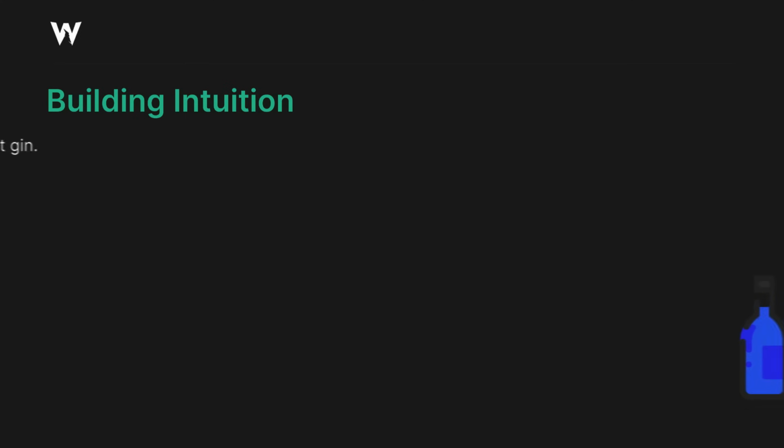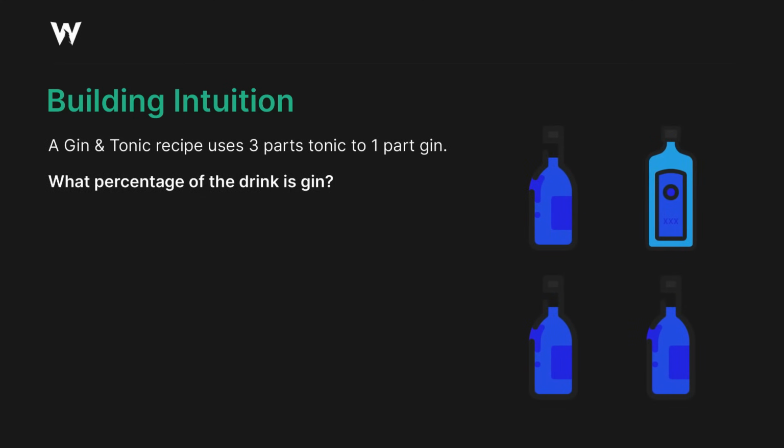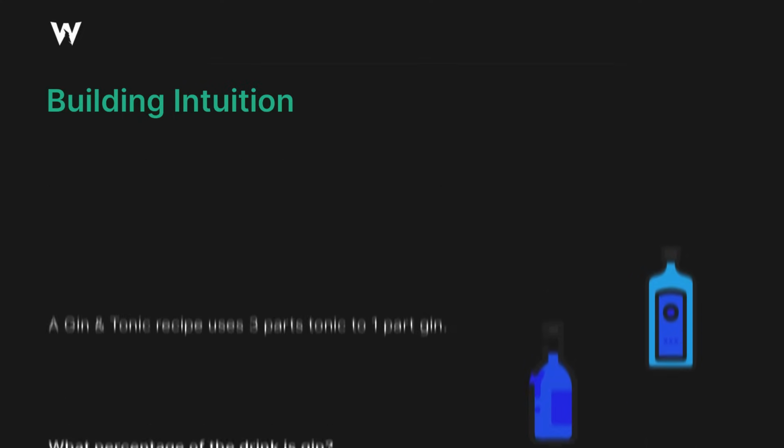A gin and tonic recipe uses 3 parts tonic to 1 part gin. What percentage of the drink is gin? Hopefully, just by looking at this, you can see, oh, 1 out of 4 is gin. Therefore, 25% of this drink is gin, right? And this is just another way of saying there are 3 times as much tonic as there is gin. Therefore, 25% gin. And this is just how you transform a ratio into a percentage, right?